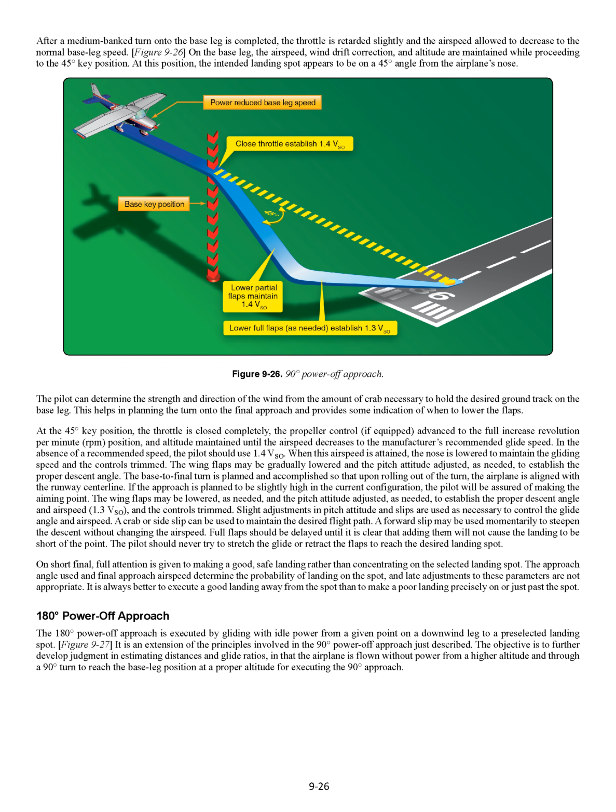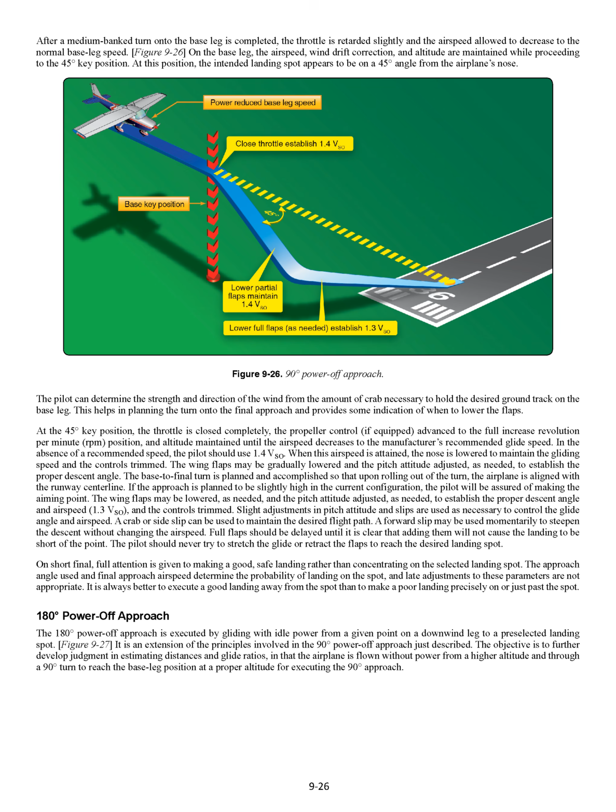Full flaps should be delayed until it is clear that adding them will not cause the landing to be short of the point. The pilot should never try to stretch the glide or retract the flaps to reach the desired landing spot. On short final, full attention is given to making a good, safe landing rather than concentrating on the selected landing spot. The approach angle used and final approach airspeed determine the probability of landing on the spot, and late adjustments to these parameters are not appropriate. It is always better to execute a good landing away from the spot than to make a poor landing precisely on or just past the spot.